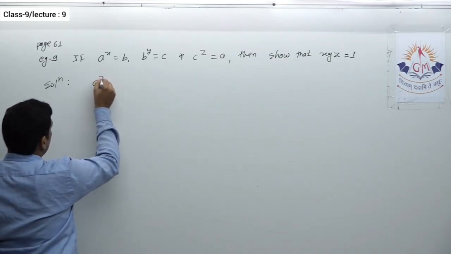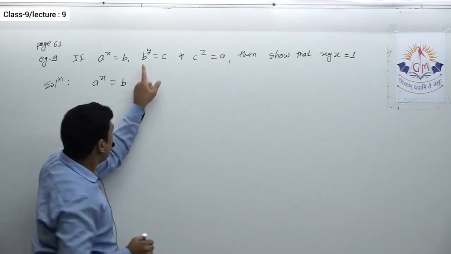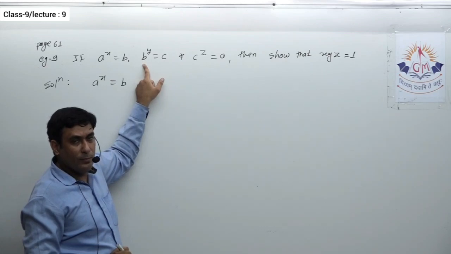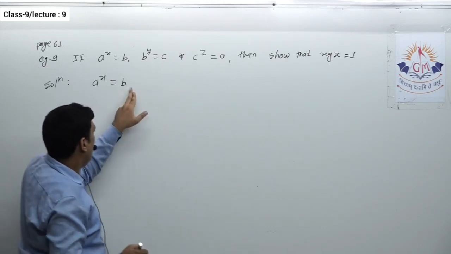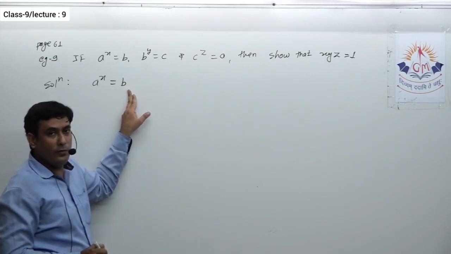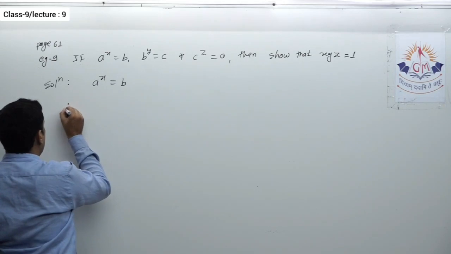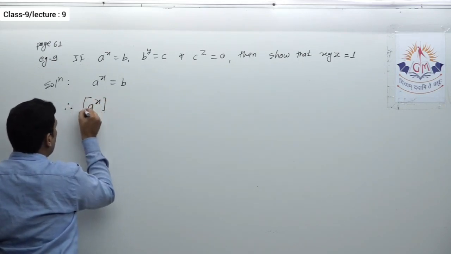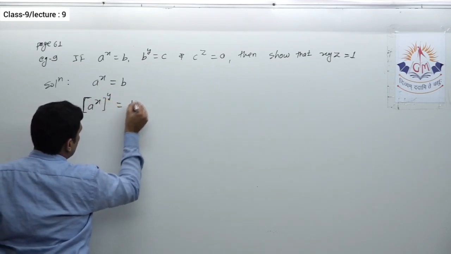So here we'll start with a raised to x equal to b. Now here you can see the power of b is y, and if the power of b is y, then that can be written as equal to c. And over here we do not have the power of b as y. So what I am doing in the next step, I will do something like this. I will take the power y on both sides.